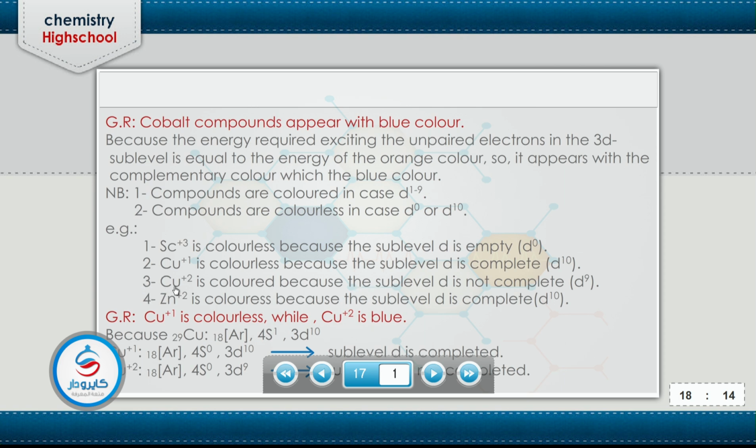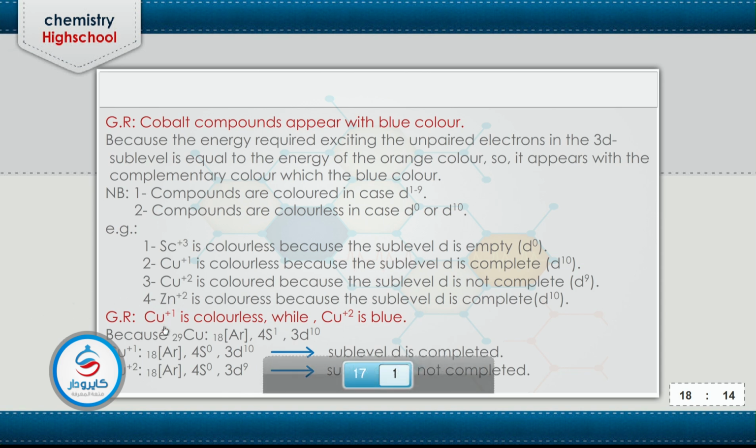Number 3: copper 2 is colored because the sublevel d is not completed, d has 9 electrons. So this copper 2 ion is colored. Zinc 2 is colorless because the sublevel d is completed with 10 electrons. So zinc 2 is colorless.